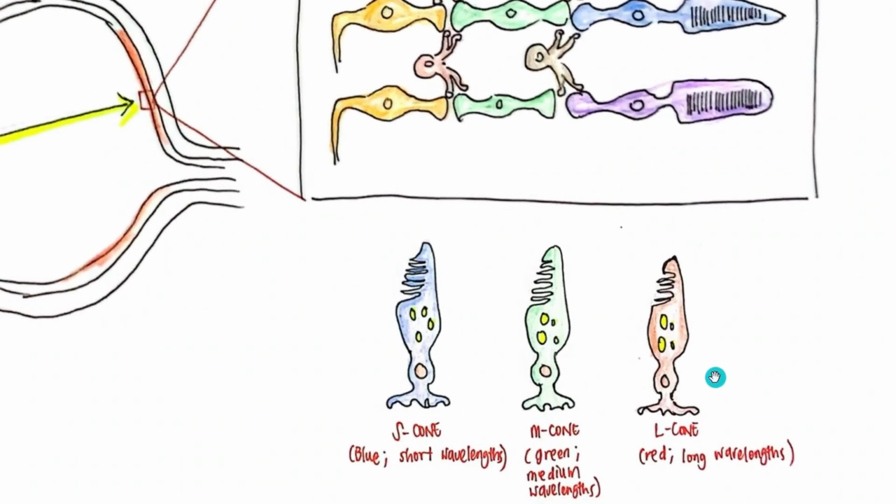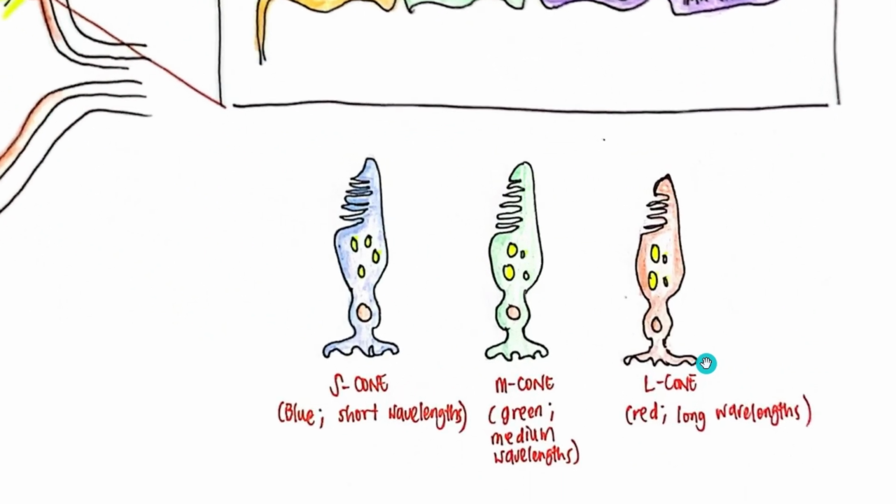Color vision depends on three types of cone cells. S-cones respond best to short wavelengths of light, which we perceive as blue. M-cones respond to medium wavelengths, perceived as green, and L-cones respond to long wavelengths, perceived as red. Each cone type contains a different light-sensitive protein that allows it to respond selectively to certain wavelengths. Color perception depends on the combined activation of these cones rather than the activity of a single cone alone.